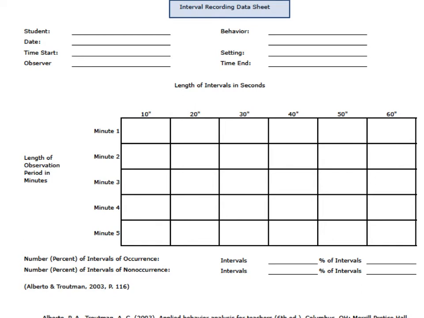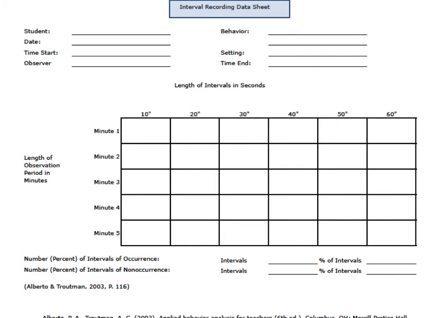And the interval system has 2 systems. The first one is the whole interval system. They record whether a behavior occurs continuously within a specified interval, like for 10 seconds. So you can use this whole interval for continuous behavior, like behavior happening for a long time, like on task or out of seat or tantrums, like screaming. So if the student screams for 10 seconds without any stopping point, then you will mark that interval as occurrence.